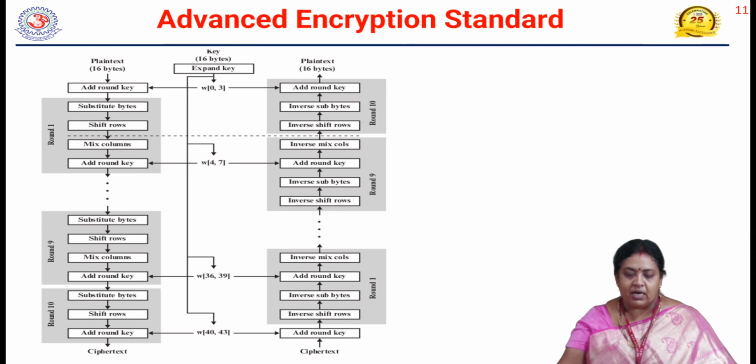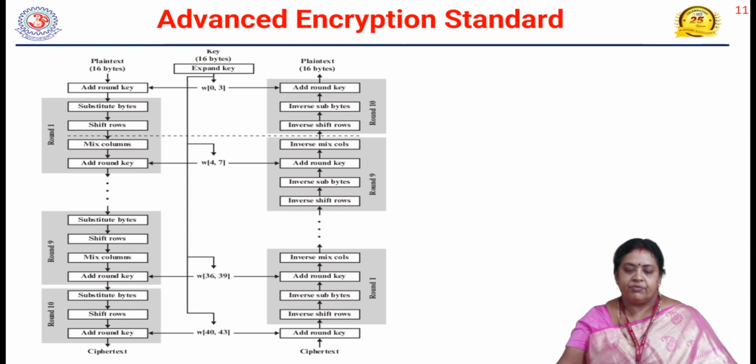So for 10 rounds, we are going to generate 44 words. Each round key is of size 4 words. This is the pre-round key, that is round 0, and this is the round n key. So this key is generated from the main cipher key, and that is given for the add round key transformation, that is the pre-round transformation.